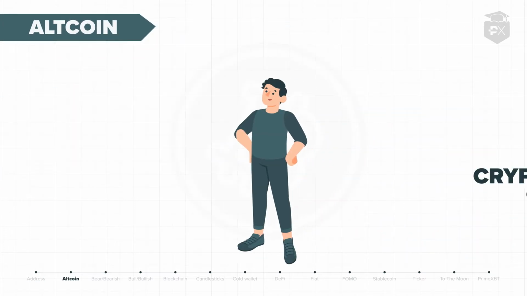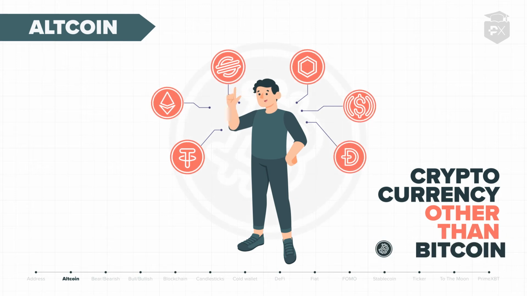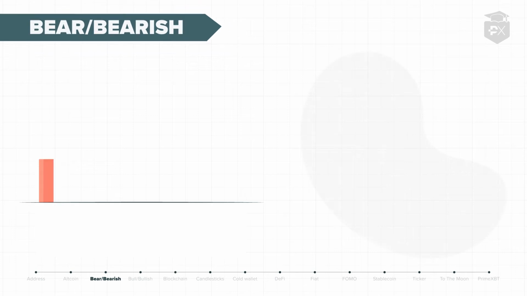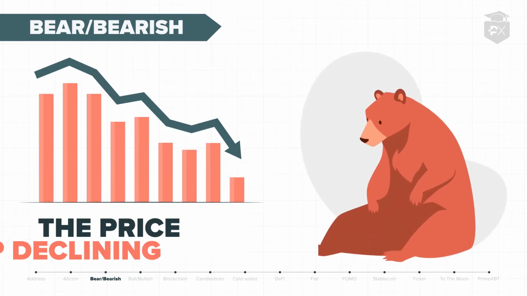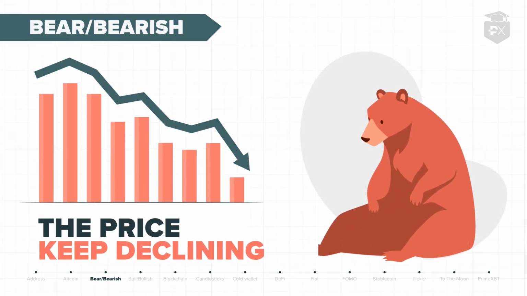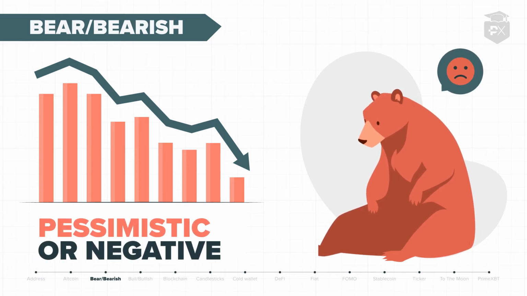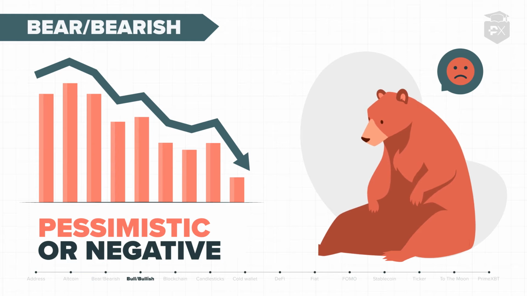Altcoin. That's an easy one. It's each and every cryptocurrency other than Bitcoin. Bear or bearish. A bear market appears when the price of crypto or other assets keep declining for a period of time. Bearish is to be pessimistic or negative on the current market conditions.